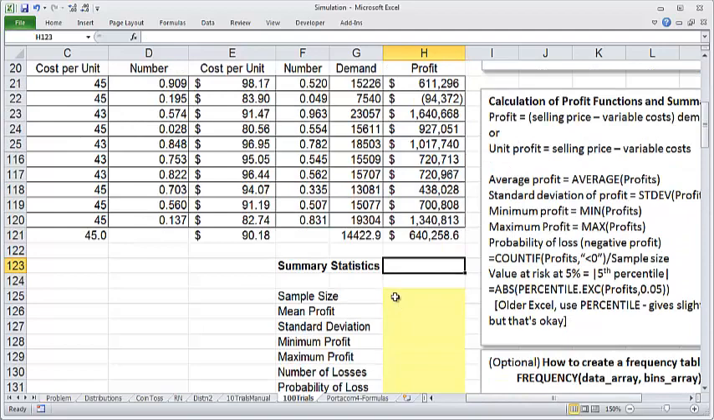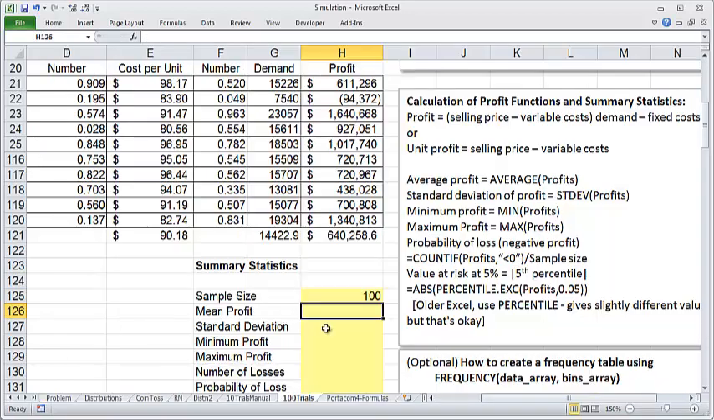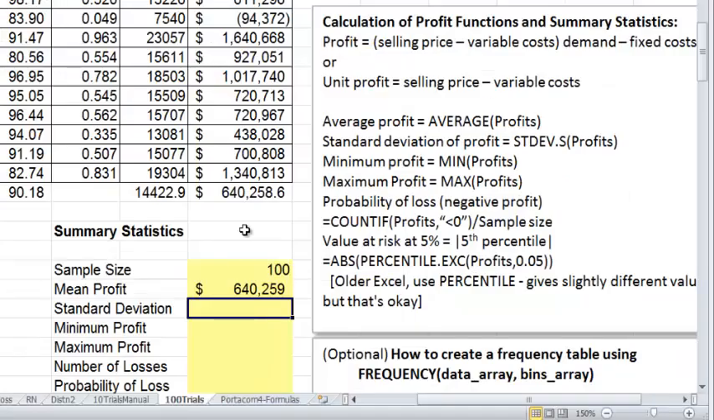Okay, now let's go down here. First, the sample size, that's just the number of trials. So it's 100 trials, 100 rows. So we just put that in, 100. Mean profit, as you know, you could just use the average function. So we type average, and then we could just type here profit, to refer to the whole profit column. It's 642.59.